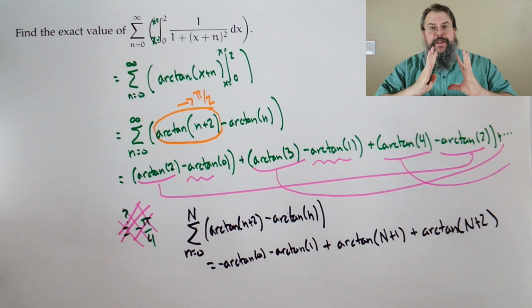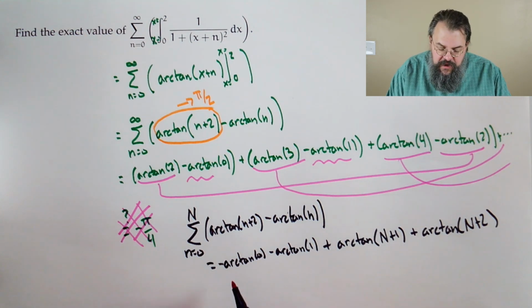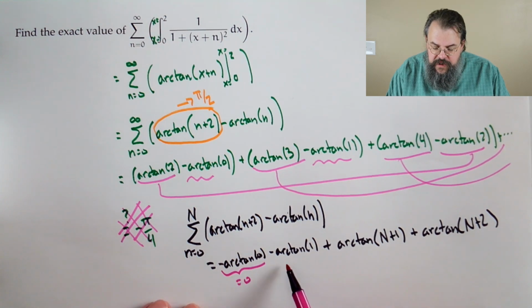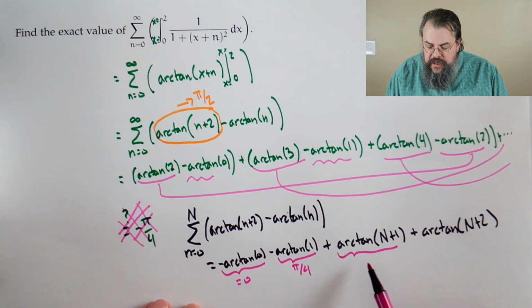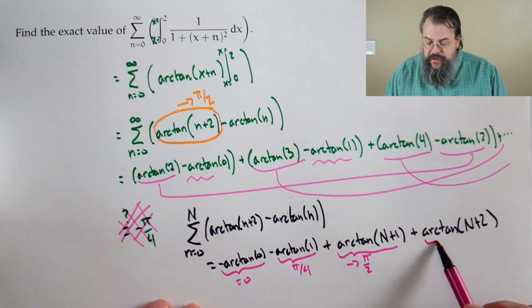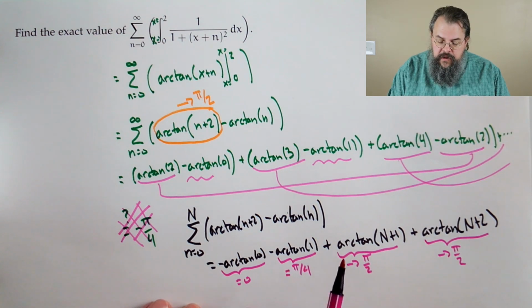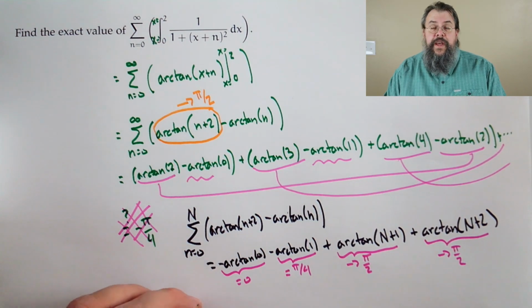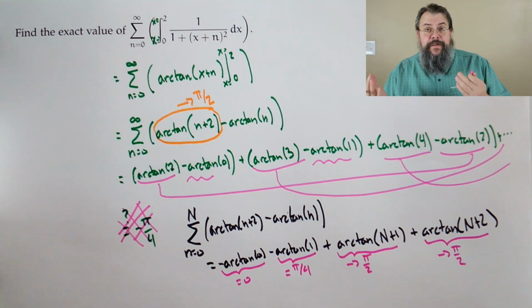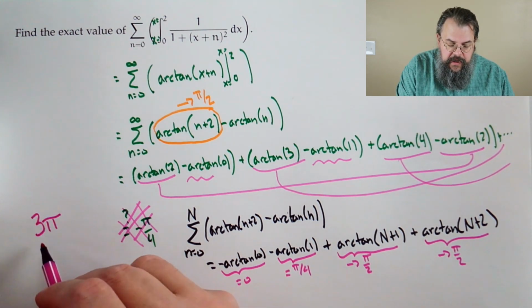Remember, the telescoping idea is we collapse down. And now we look and say, all right, let's just think about every piece. We know arctangent of 0 is 0. Arctangent of 1 is pi over 4. And then as n goes to infinity, we go to the asymptote, which is pi over 2. And so both these last pieces go to pi over 2. So what we end up with is minus 0 minus pi over 4 plus pi over 2 plus pi over 2. And if you put it all together, you can think of it as pi minus pi over 4, giving us a grand total of 3 pi over 4.